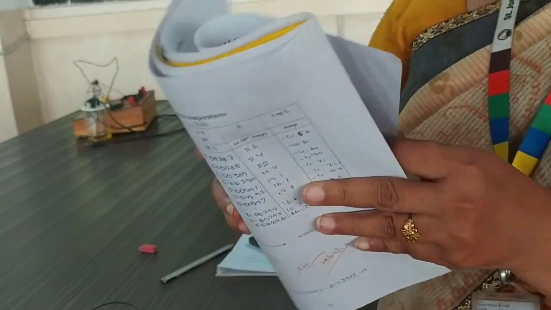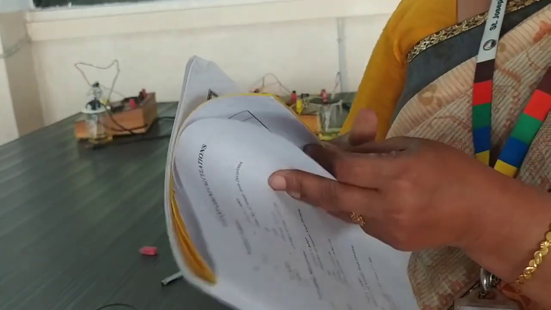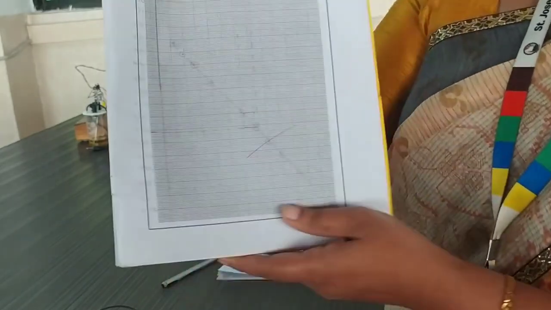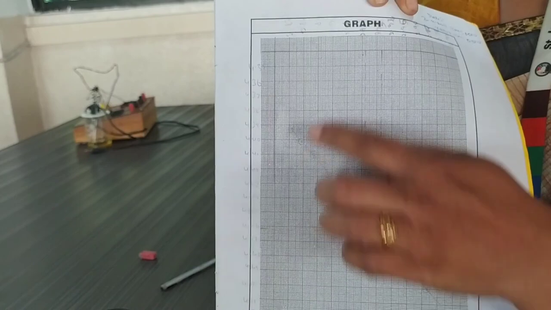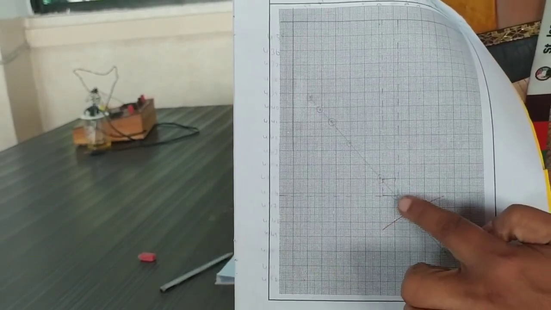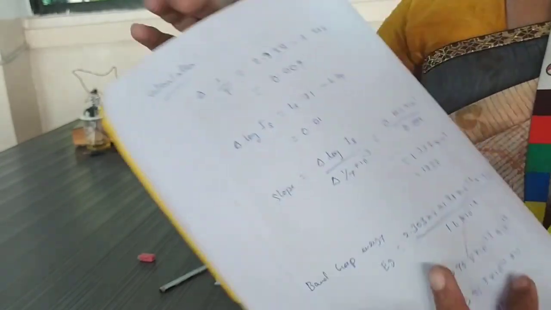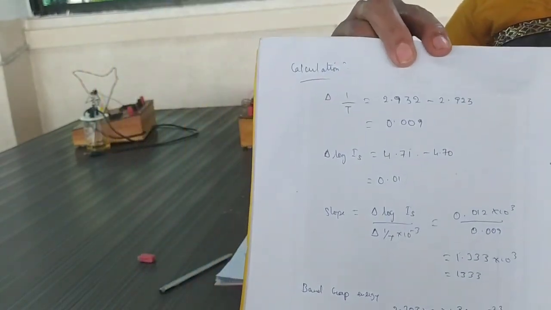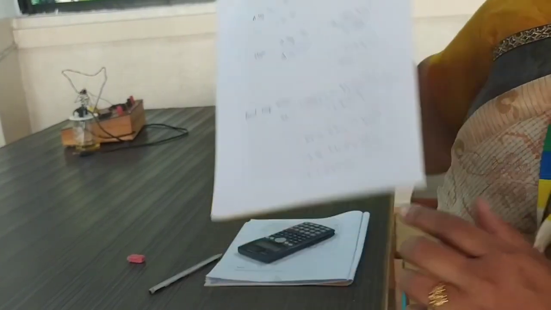The graph you obtain will be like this. I'll show you. The graph you obtain will be like this, and for this graph you have to find the slope. After finding the slope, you will substitute it in the given formula. So this is the formula. While substituting, we will get the values. I will show it here.